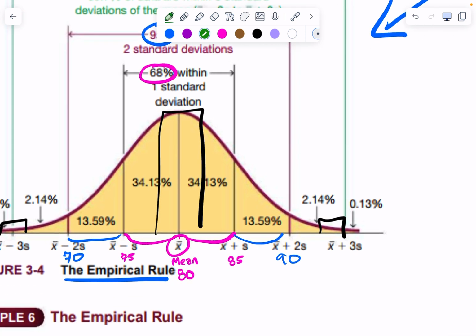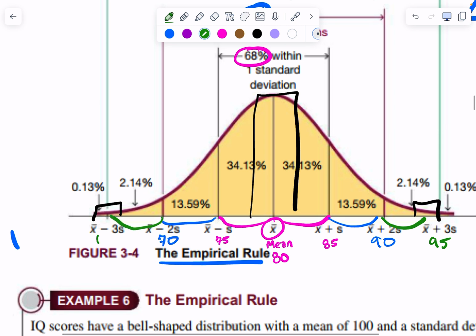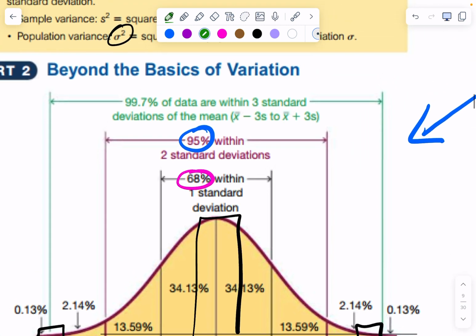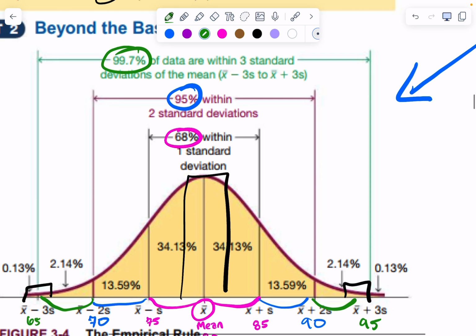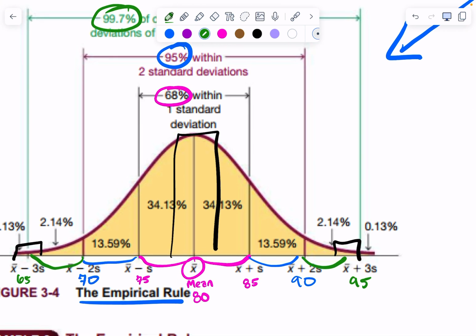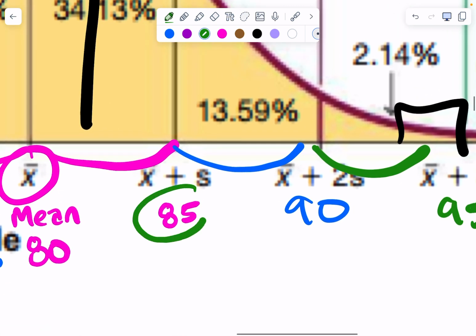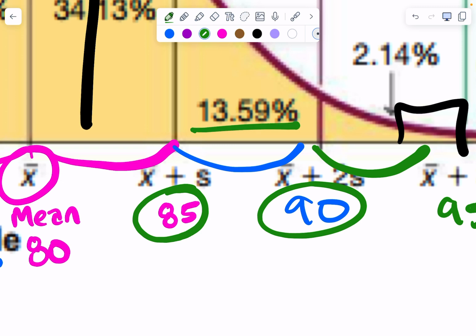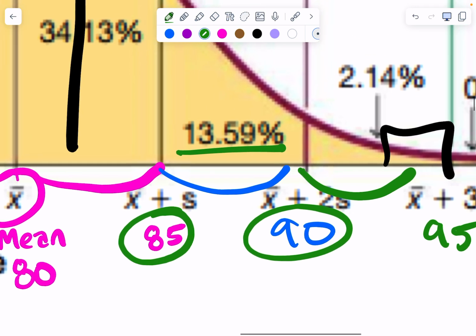If I add it and subtract it one more time, that's 95 and 65, and I can conclude that 99.7% of my people scored between a 65 and a 95. On average, when you calculate your standard deviation, you can add and subtract it this many times. Now, they also have it broken down chunk by chunk, so I can say, what percent of people scored between an 85 and a 90? 13.59. They have them broken out like that.